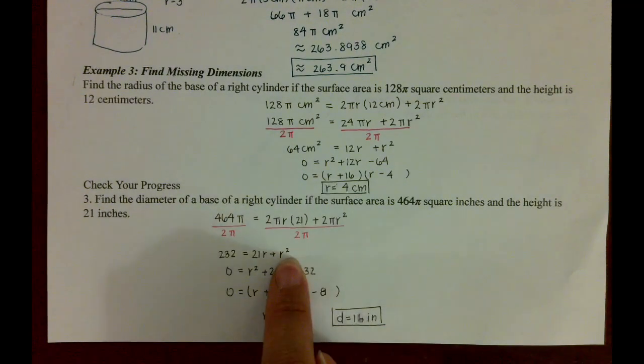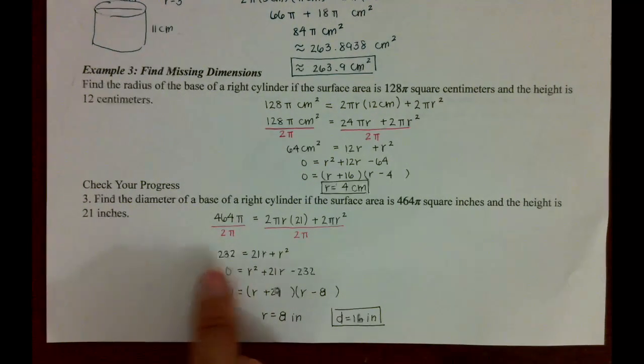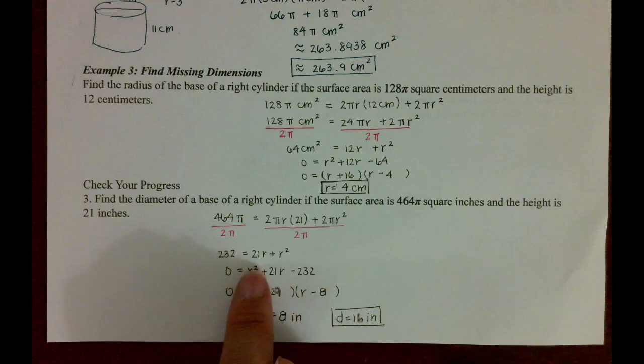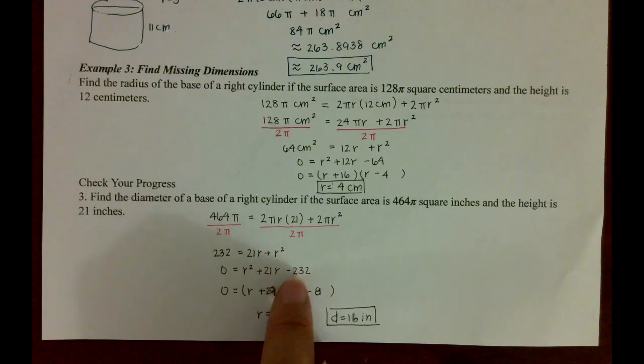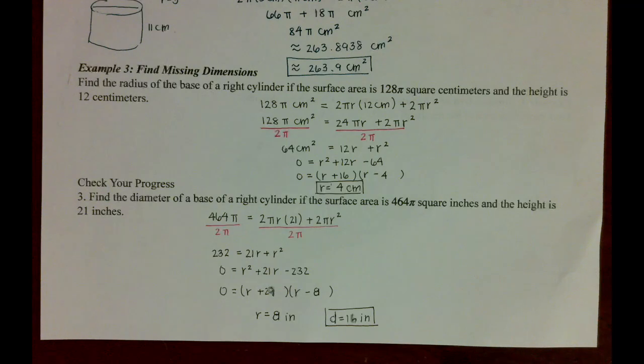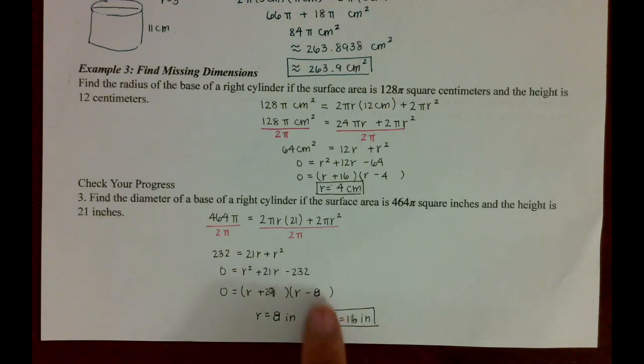Okay. Then, since this is a quadratic, I solved it by moving everything to the same side. I rewrote it in standard form, r squared plus 21r, and then subtracting the 232. Okay. So what multiplies to negative 232 but adds up to 21? It's 29 and negative 8. Since you can't have a negative radius, I'm only going to take r equals 8.